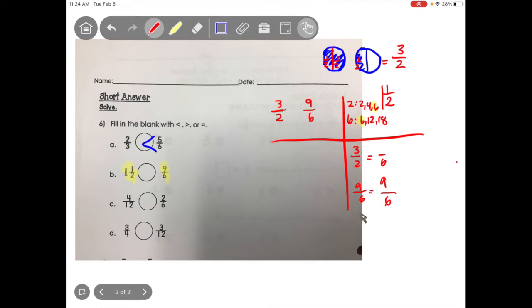9/6, not much I need to do because it's already built in sixths. So here are my 9/6. And then I ask myself, 2 times what gets me to 6? 3. Whatever I multiply the denominator by, I multiply the numerator by. 3 times 3 is 9. And so the equivalent fraction for 3 halves would be 9/6. So is it pretty easy to compare now? 9/6 compared with 9/6. We can see those two numbers are equivalent, or equal.